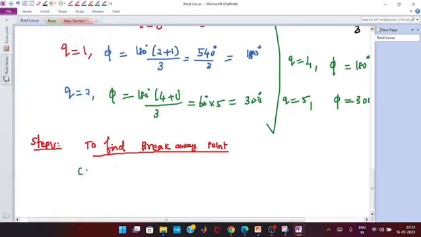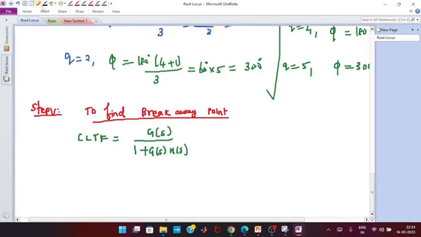First you have to find the closed loop transfer function for finding the breakaway point. That is G of s divided by 1 plus G of s into H of s. But if you want to find the closed loop transfer function from the open loop transfer function, I have told you one shortcut method, right? So the open loop transfer function is k divided by s into s square plus 4s plus 13.